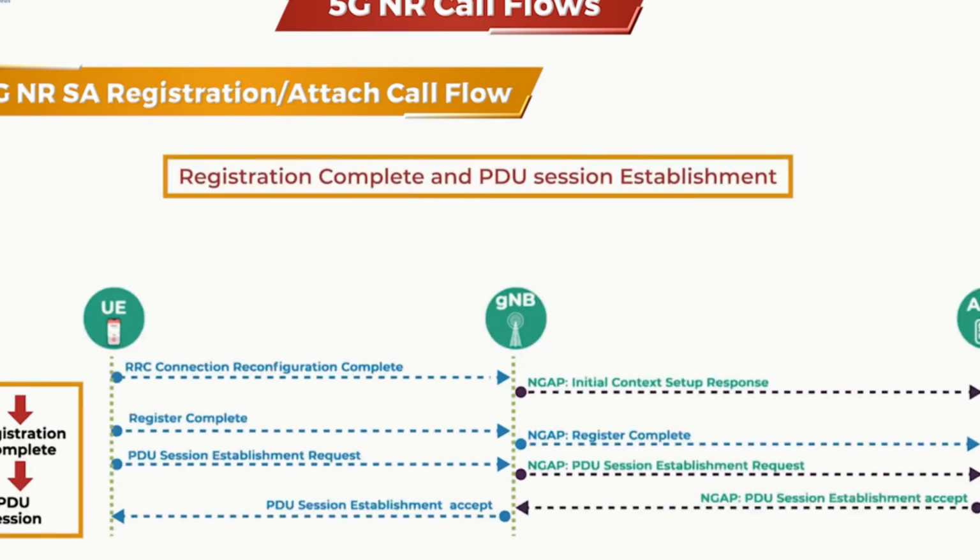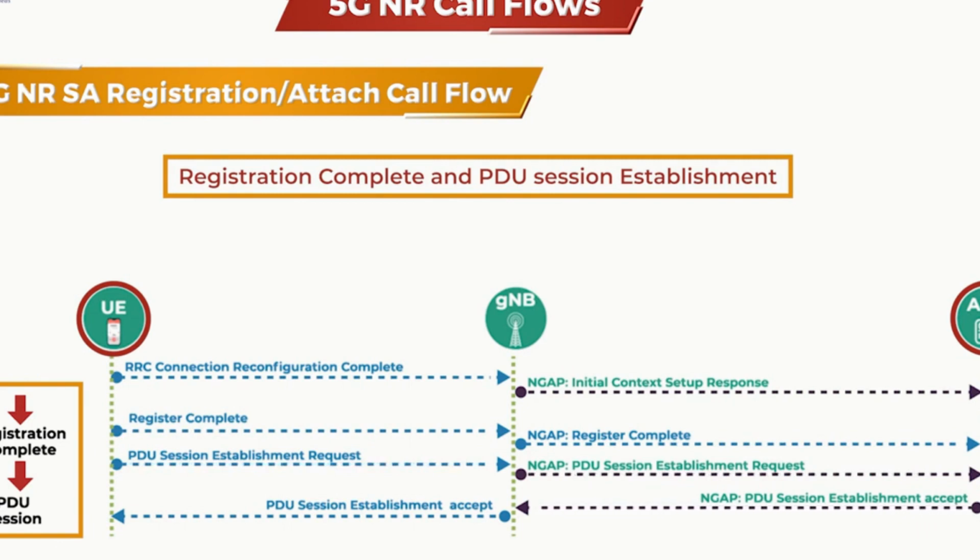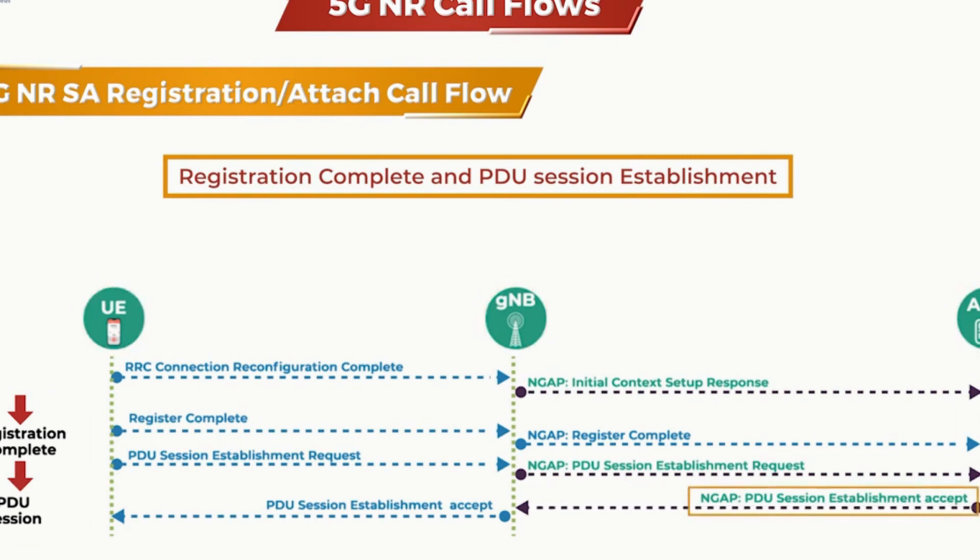Next is registration complete and PDU session establishment. UE sends registration complete and PDU session establishment request to AMF. PDU session establishment is similar to the PDN connectivity request message in LTE. AMF sends a PDU session resource setup request message to the gNodeB carrying the list of PDU sessions that need to be established, the list of QoS flows for each PDU session, and the quality attributes of each QoS flow. The gNodeB maps the QoS flow to the data radio bearer according to the quality attributes of the QoS flow. The gNodeB sends the NAS PDU session establishment accept.